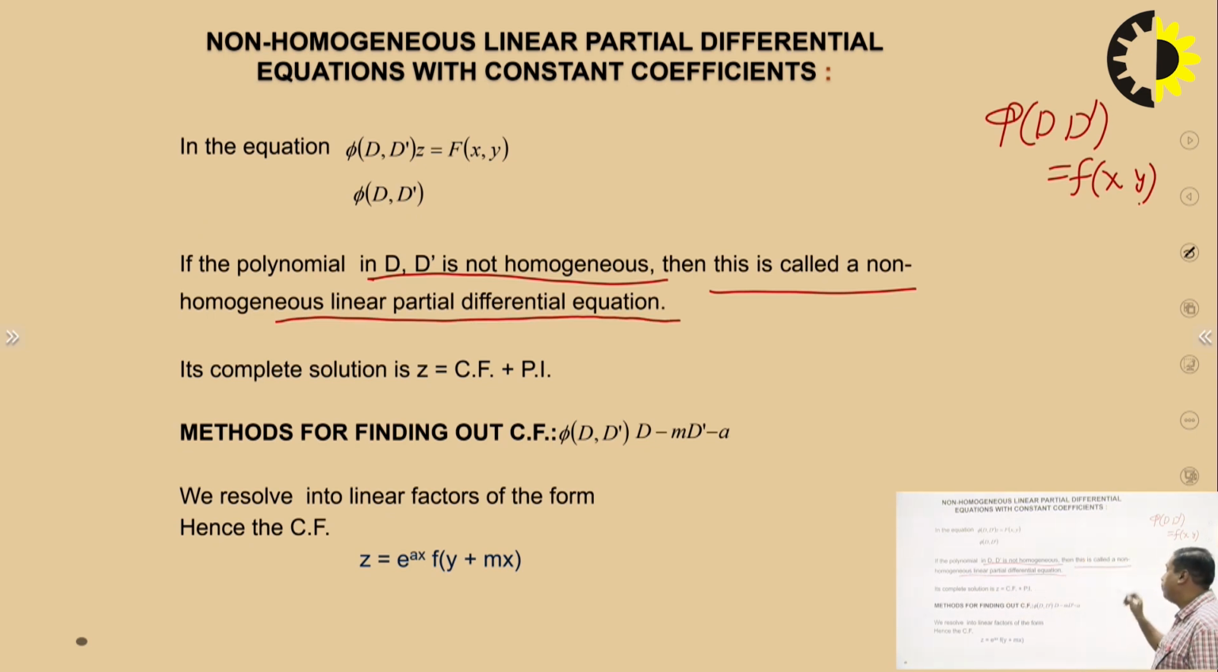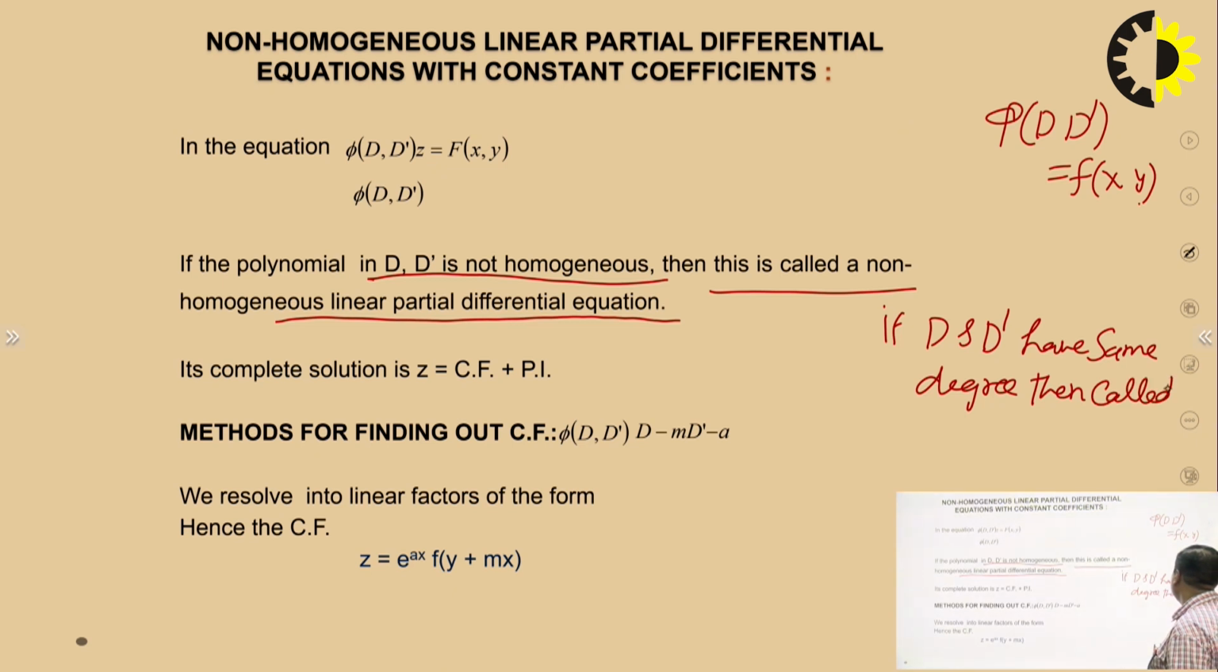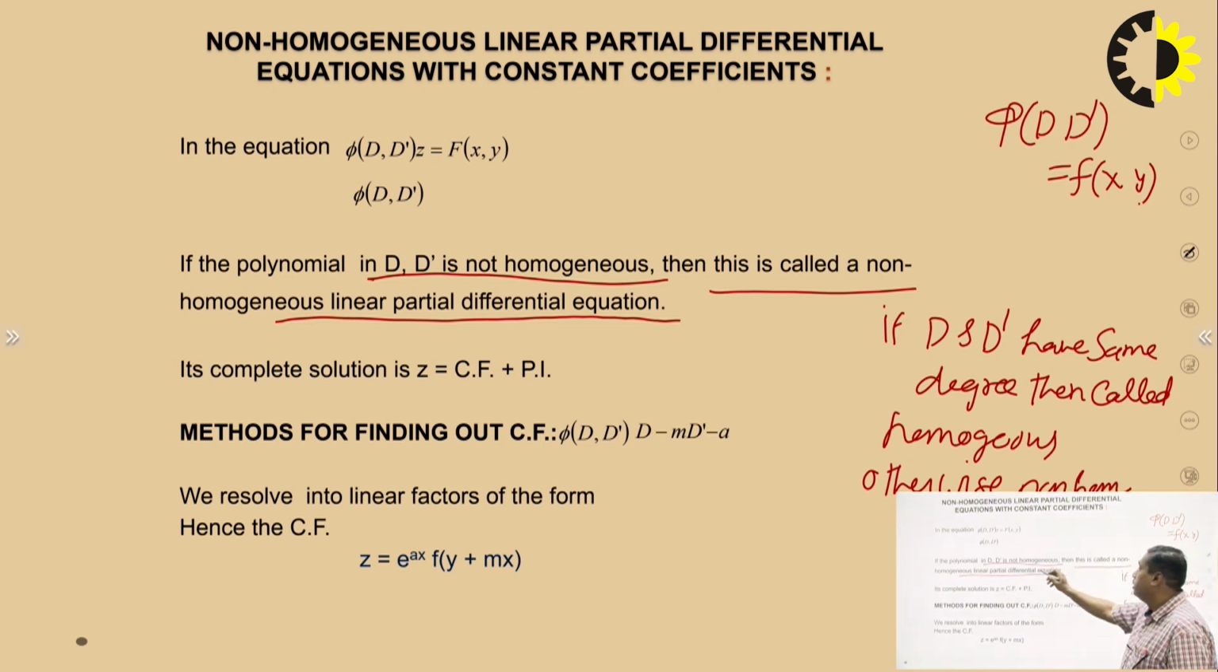That means if D and D dash have the same degree, then it is called homogeneous, otherwise non-homogeneous. That means D and D dash are not homogeneous.